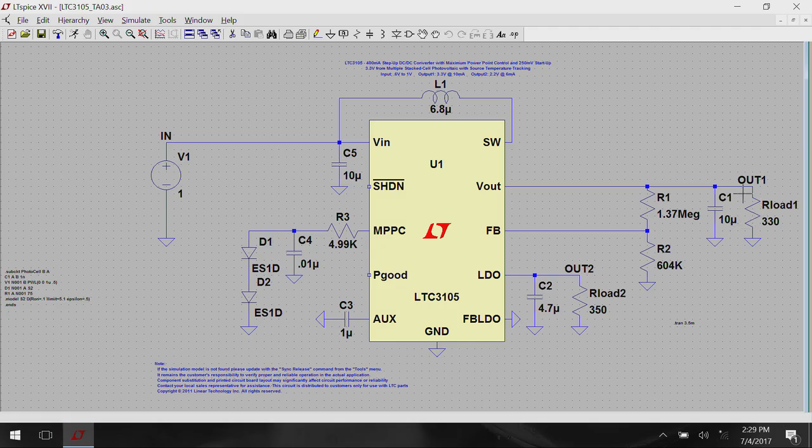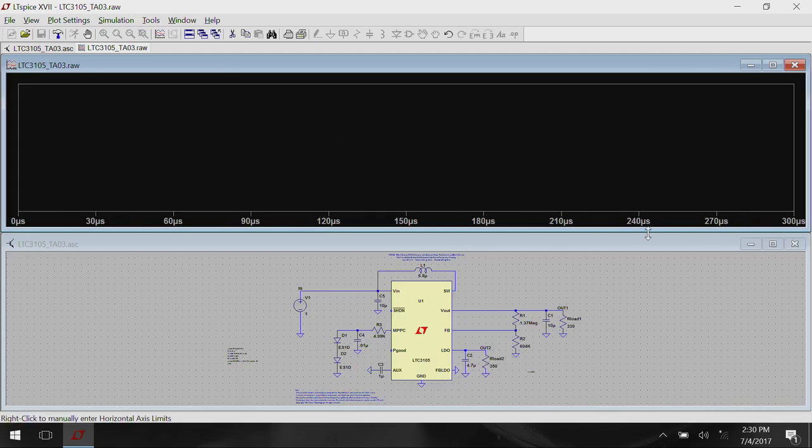The output here is set to 3.3. It is boosting, there is a load of course, and it is supposed to give you 3.3 at the output. So, let us see. Supposing you want to simulate, just go and press run, right.